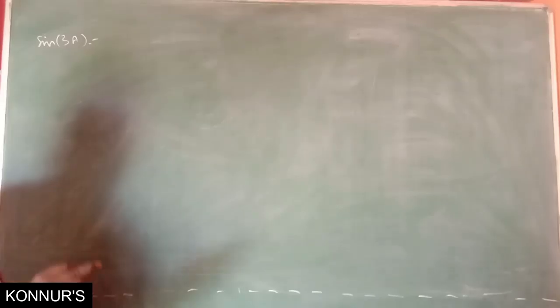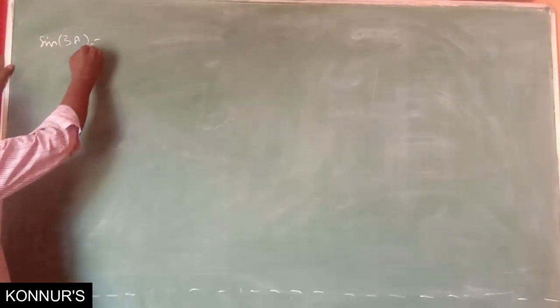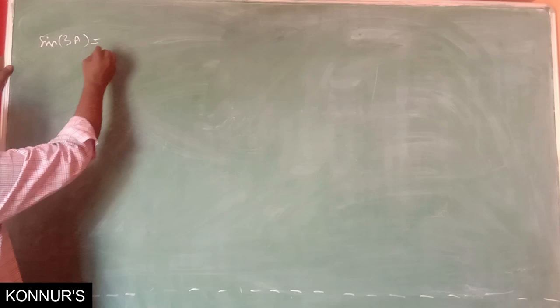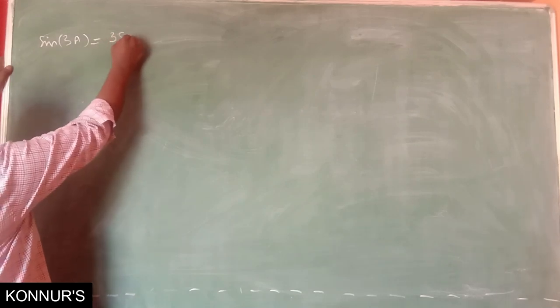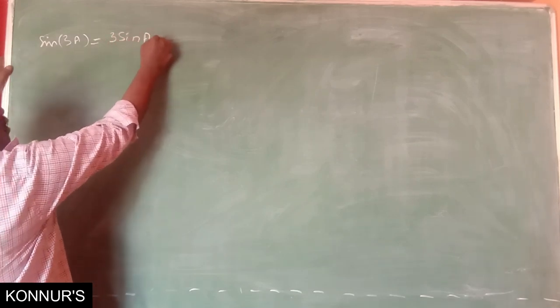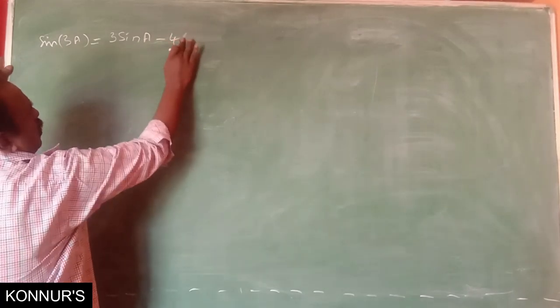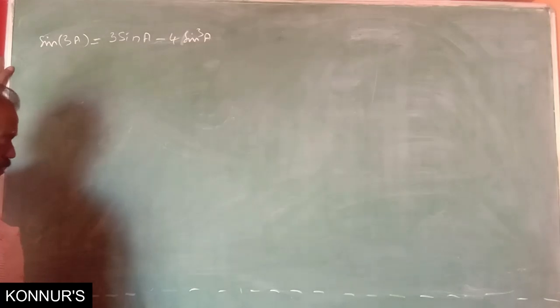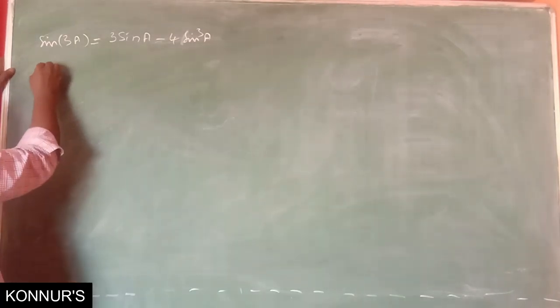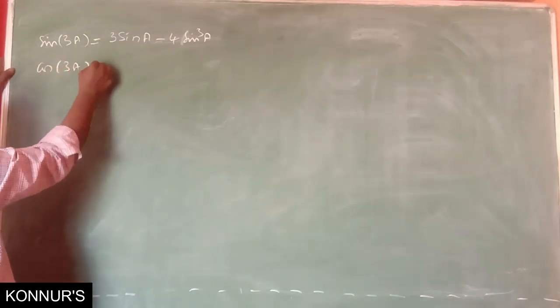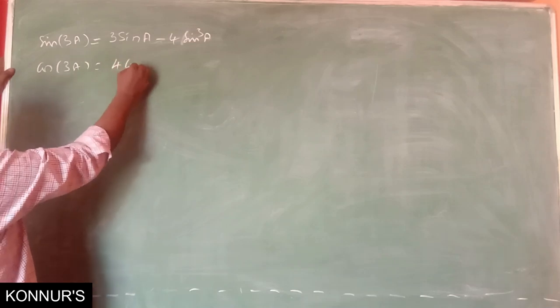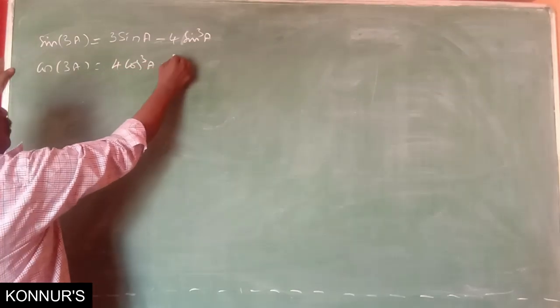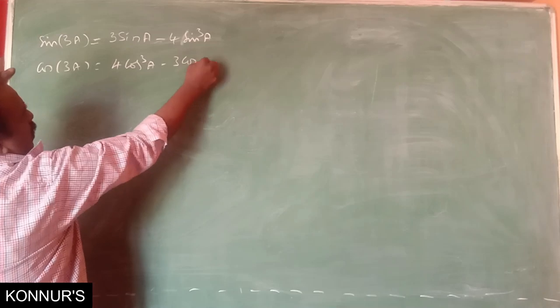Yeah? Okay, now? Right. The next, sin 3a. Sin 3a is 3 sin a minus 4 sin cube a. Okay, now? Cos 3a also. It is 4 cos cube a minus 3 cos a.